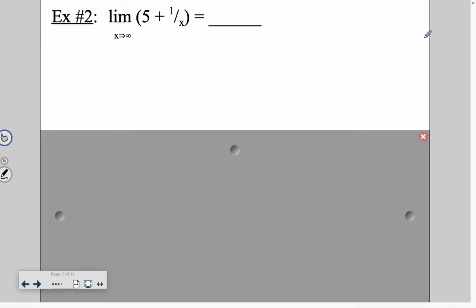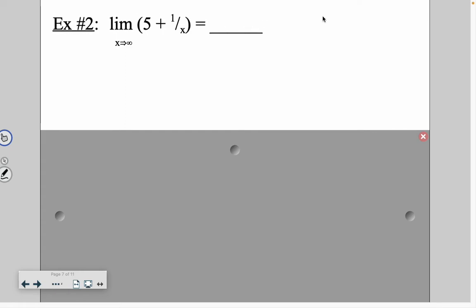All right, so here we go. Let's get into how we do this stuff. The limit as x is going to infinity of 5 plus 1 over x. The good news about these, by the way, even though they're very conceptual, there's not a lot of work, which means they go pretty quick if you get it. If you understand the concepts, they actually go pretty quick.